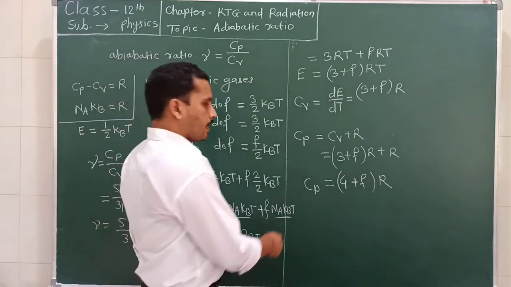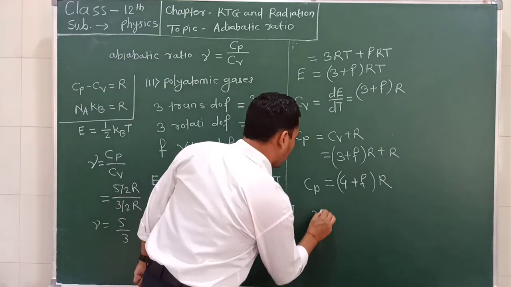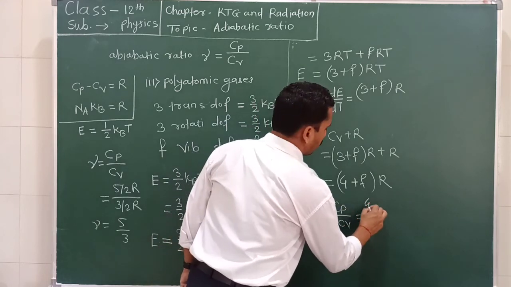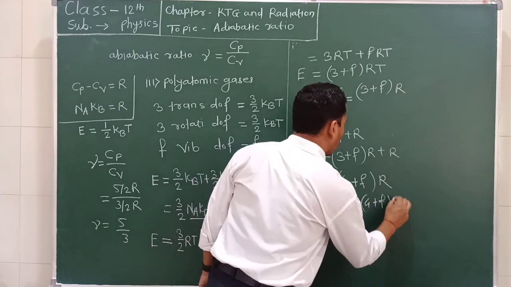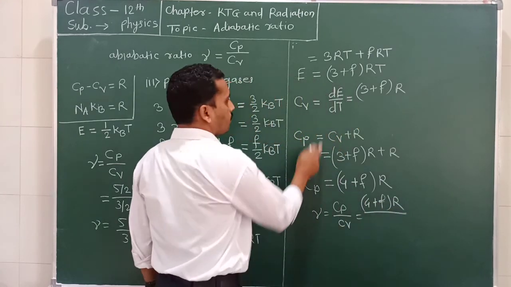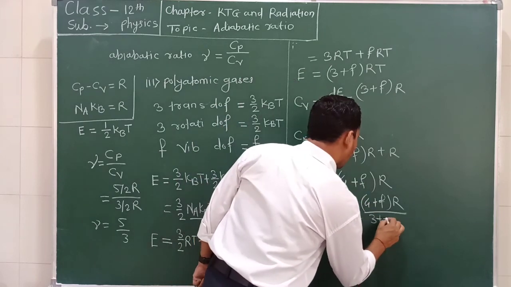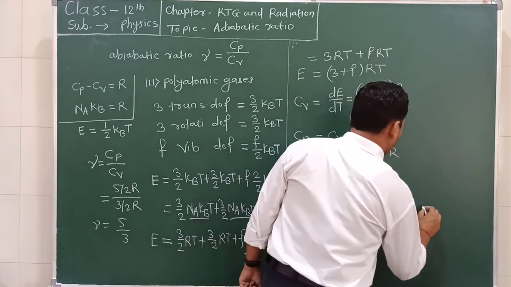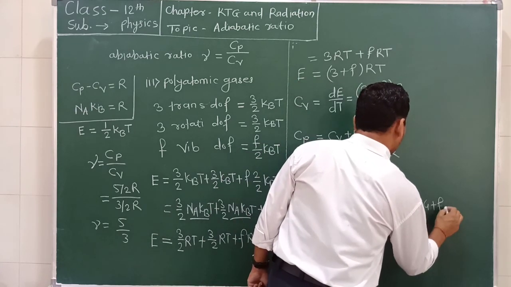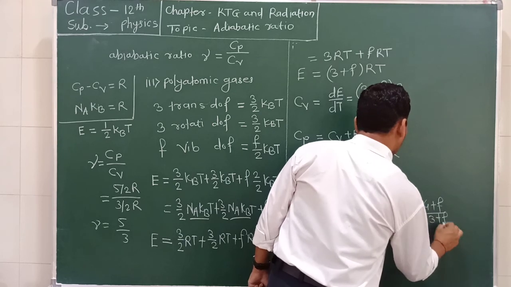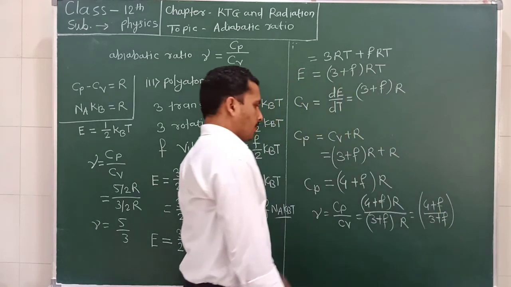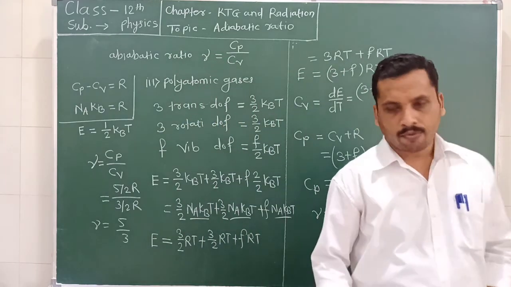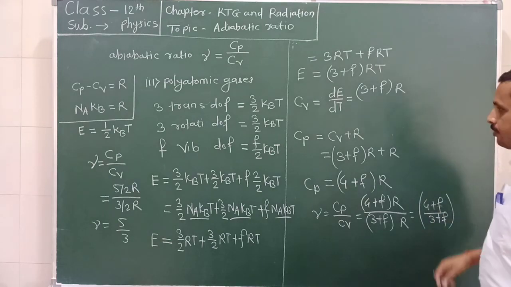So now what is the adiabatic ratio for this polyatomic gas? This gamma is equal to Cp divided by Cv, which is equal to 4 plus F multiplied by R, and what is the value of Cv? It is equal to 3 plus F multiplied by R. So this gamma is equal to 4 plus F divided by 3 plus F. By using this relation, we can find the adiabatic ratio of the polyatomic gas, where F is the number of vibrational degrees of freedom.